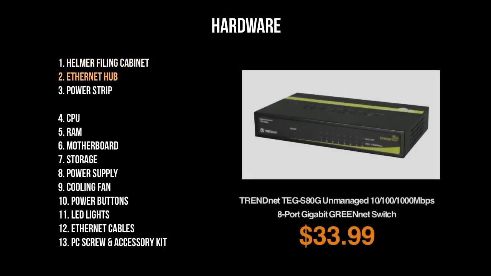Item number 2, an Ethernet hub. This is necessary for connecting our nodes to the network. I don't see a reason to get a fancy one. This inexpensive hub from TrendNet has worked great for me. But remember, we need at least 7 plugs, 6 nodes, and 1 for connecting to a router.